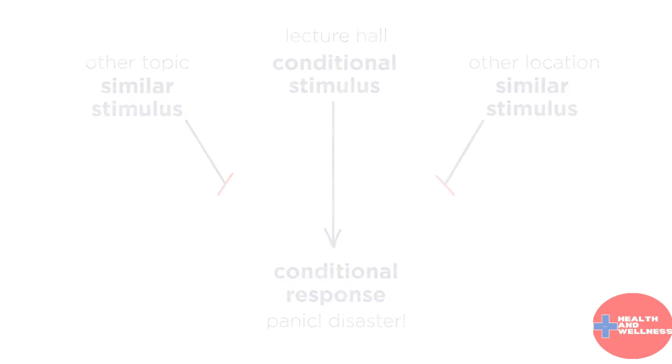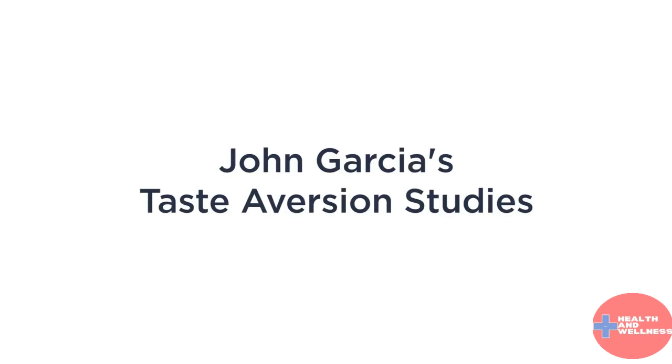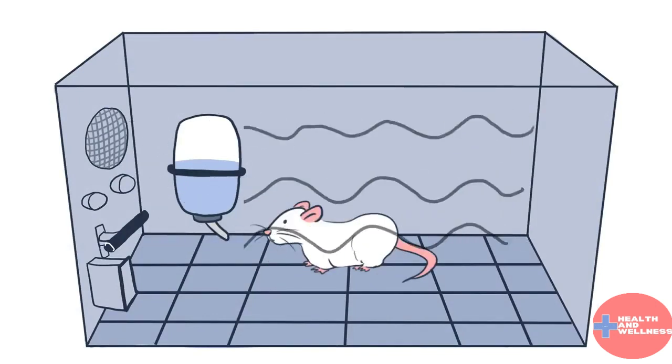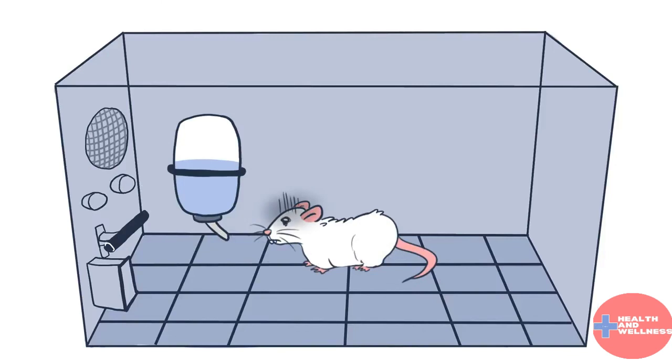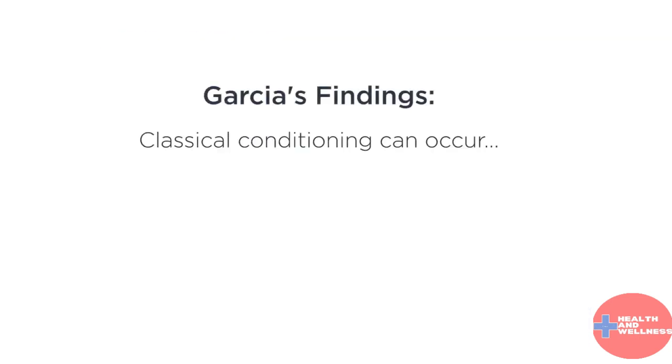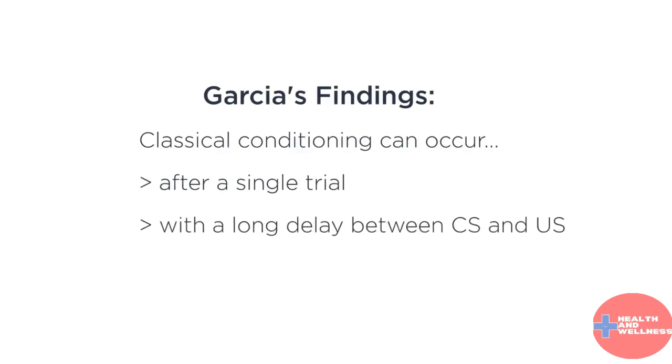Finally, there are a few more subtleties to unpack about classical conditioning. We'll do so with the help of John Garcia's taste aversion studies. Garcia first gave rats a flavored solution, then sometime later subjected them to radiation, which induced nausea. After only a single trial, this nausea caused the rats to develop a taste aversion to the solution. This happens even if the rats were irradiated a few hours after they consumed the solution. This study demonstrated that classical conditioning can occur after only a single trial, and even with a long delay between the conditional stimulus and the unconditional stimulus.